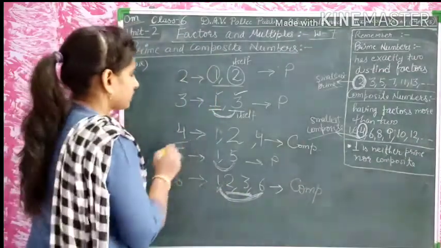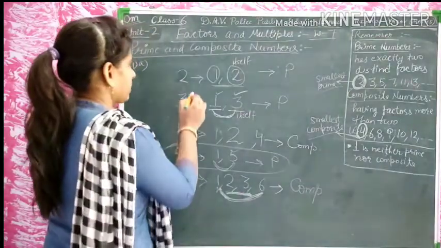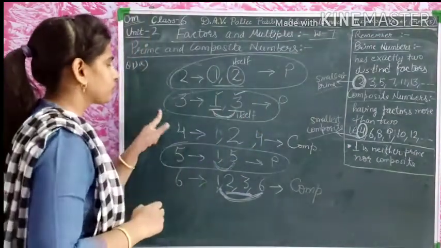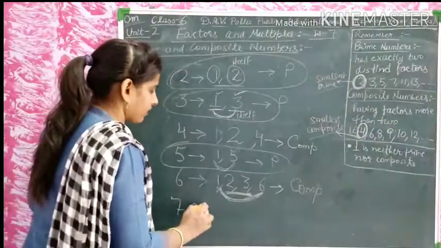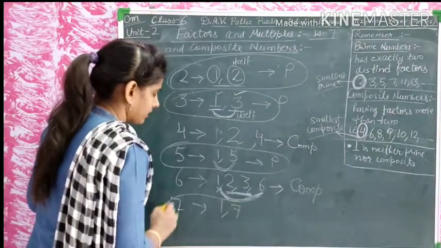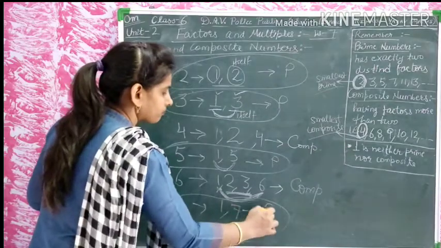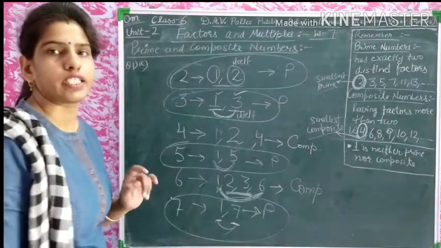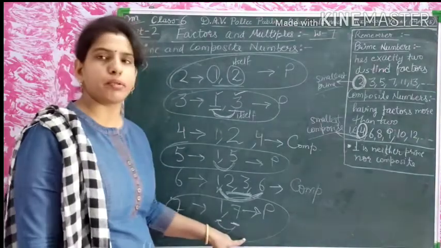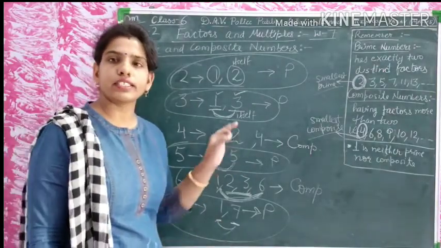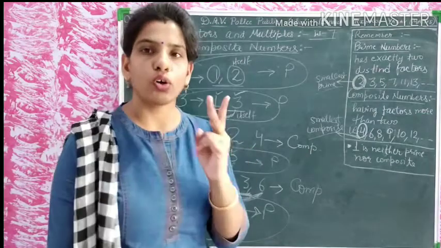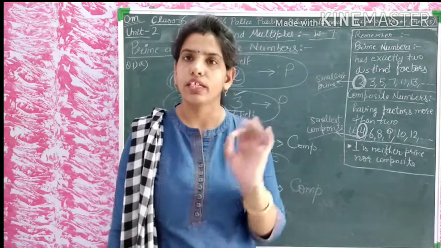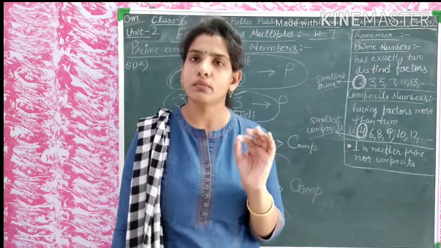Numbers with exactly 2 factors are prime numbers. This is a prime number, this is a prime number: 2, 3, 5. Next one is 7. 1 and 7. This is also prime, because only 1 and itself, only 2 factors are there. It means this is a prime number. Do it like this. All numbers which have only 2 factors, 1 and itself, are prime numbers.